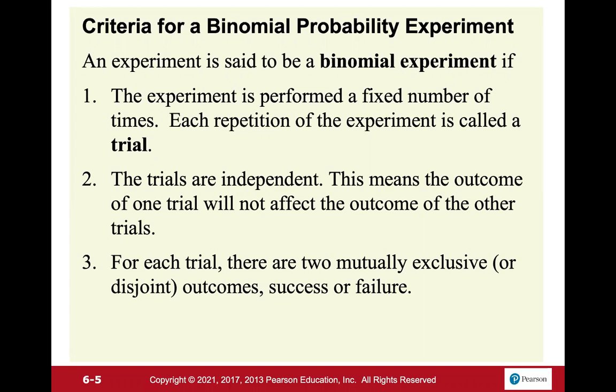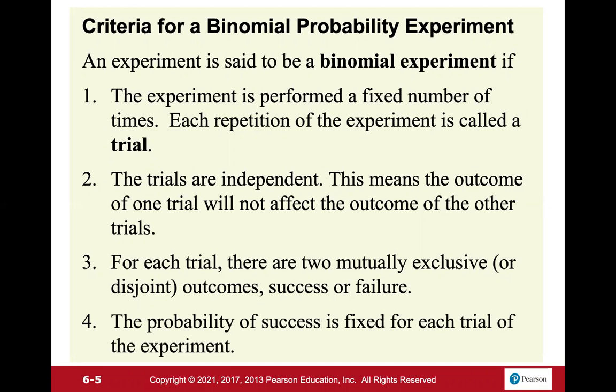So there's not like half and half. There's not like, oh, I tried to shoot a free throw, but the ball hit the rim and didn't go in, so that's half failure, half success. No, there was clearly a failure because we didn't make that shot. So that's where we would fall right there. And lastly, four, the probability of success is fixed for each trial of the experiment.